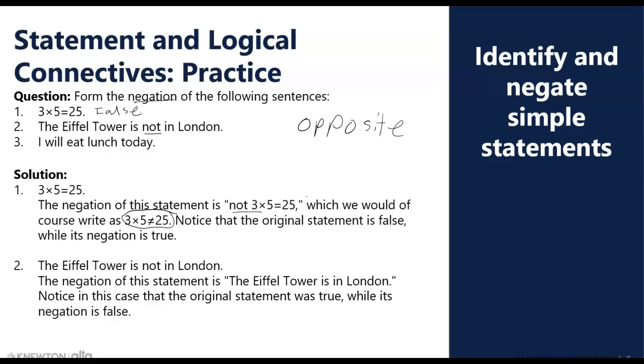So in English, this one is fairly simple to write the negation of. The negation of that statement would be the Eiffel Tower is in London. In simple statements that don't involve the words some, all, none, there is one, if you don't have any of those quantifiers going on, usually putting in or taking out the word not is how you will negate the statement.